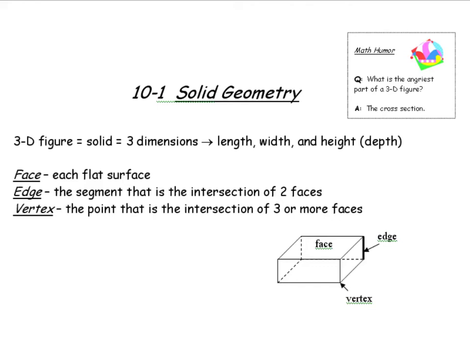What is the angriest part of a 3D figure? The cross section. Come on, you guys. You know you like it. All right, 10-1. Here we go.